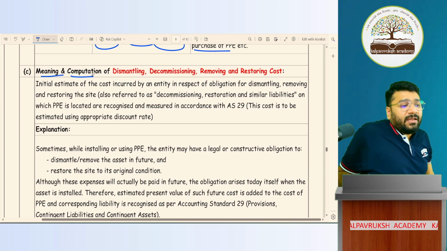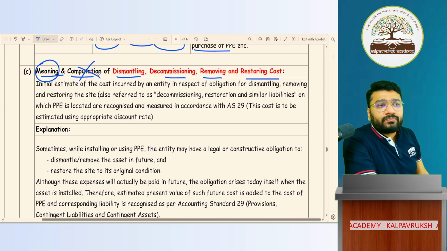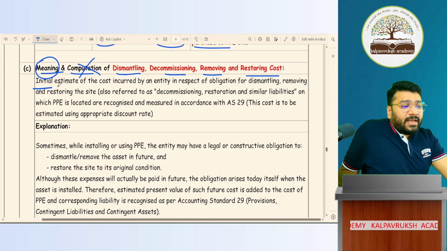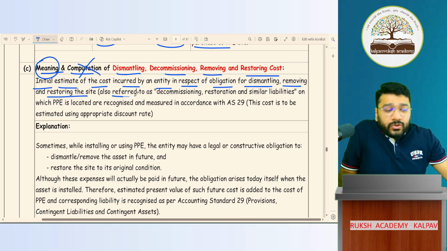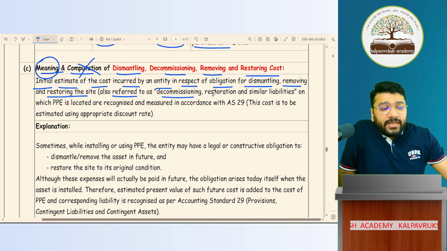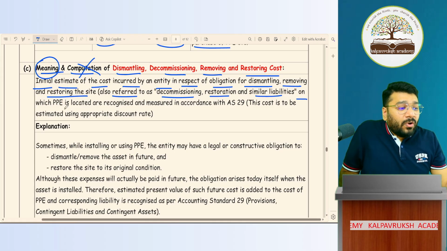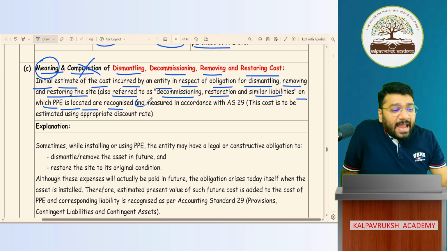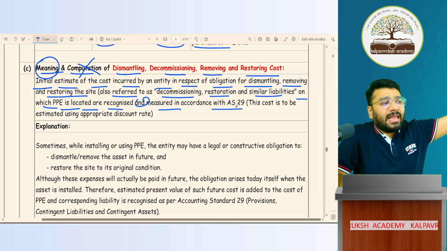Next, the meaning of computation of dismantling, decommissioning, removing, and restoring cost. I'm only discussing the meaning. Computation I'm not discussing right now. Initial estimate of the cost incurred by an entity in respect of the obligation for dismantling, removing, and restoring of the site, also referred to as decommissioning, restoration, and similar liabilities, on which the PPE is located, are recognized and measured in accordance with AS 29. This is the legal language.